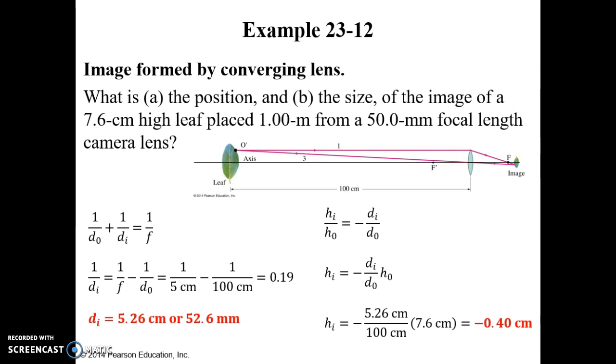Now for the image height, we'll use this equation. We know the image distance is 5.26 centimeters and the object distance is 100 centimeters. The object height is 7.6 centimeters. Plug and chug to get the image height of negative 0.4 centimeters. The negative means that the image is inverted.